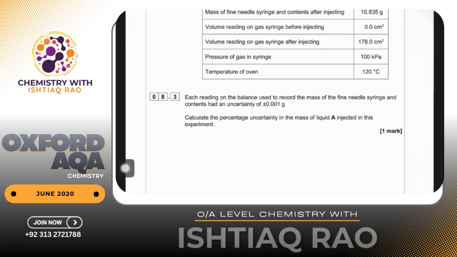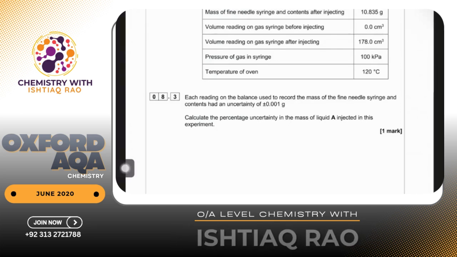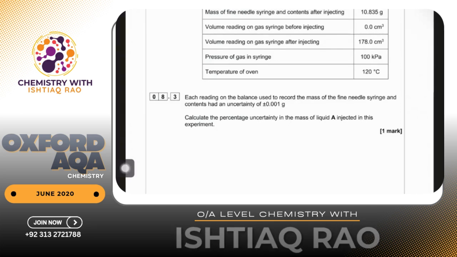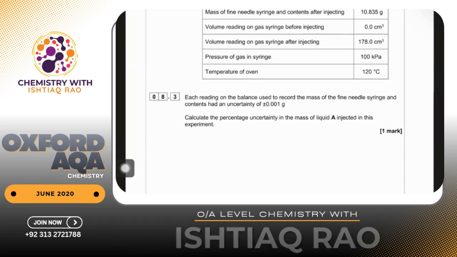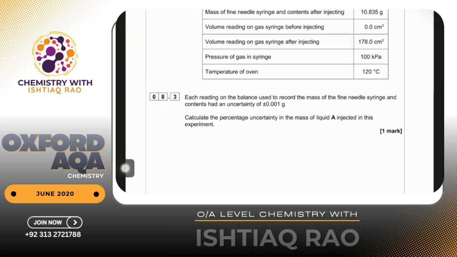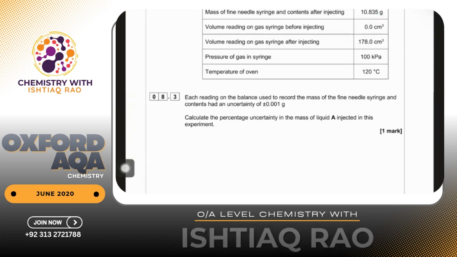Again, in a gas syringe, we are taking the reading twice. Initial reading and a final reading. So we have to multiply this by 2. If you remember, we used to do this for the thermometer and for the burette.